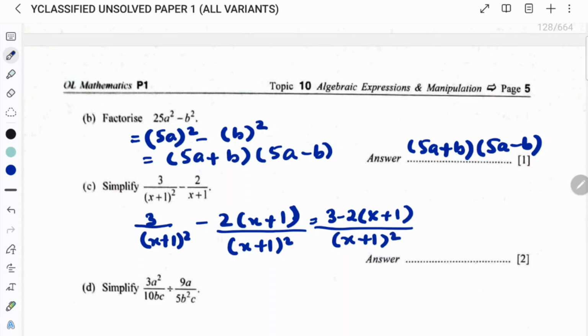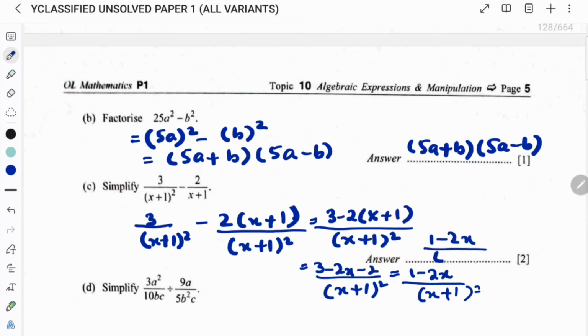So that is becoming 3 minus 2x minus 2 upon x plus 1 whole square. 3 minus 2 will become 1. So that is 1 minus 2x upon x plus 1 whole square. This was a 1 mark question, and almost every previous question was of 1 mark. Okay, this is a 2 mark question.